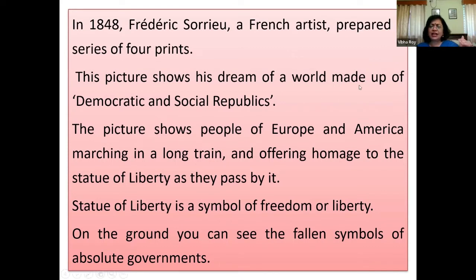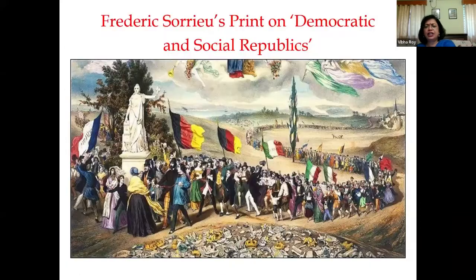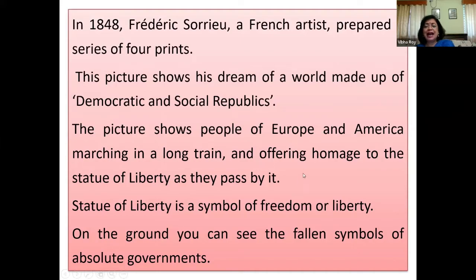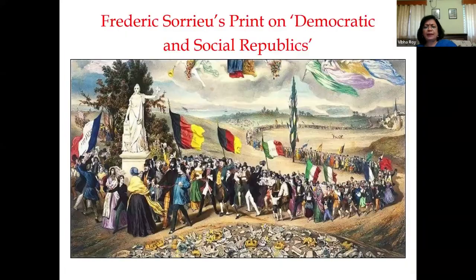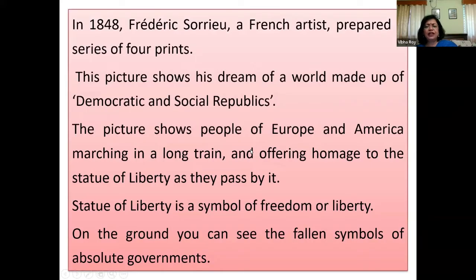Now the picture shows people of Europe and America marching in a long train. So they are walking, they are marching in a long train, offering homage or paying their respect to the Statue of Liberty. So they are coming in a long train and walking towards the Statue of Liberty and paying homage as they pass it. Now, what does the Statue of Liberty symbolize? It stands for freedom or liberty.